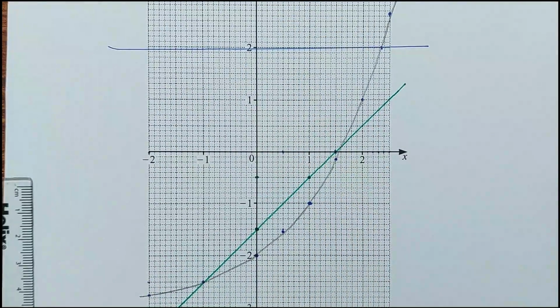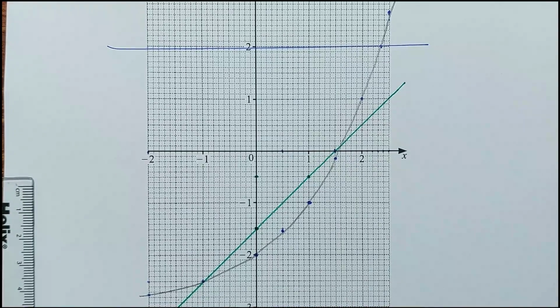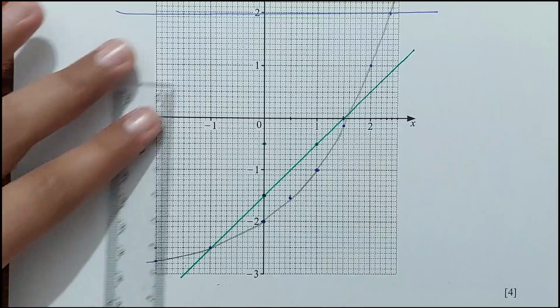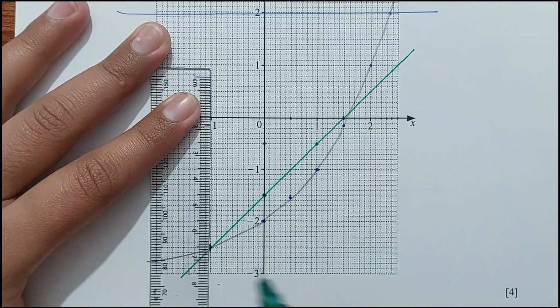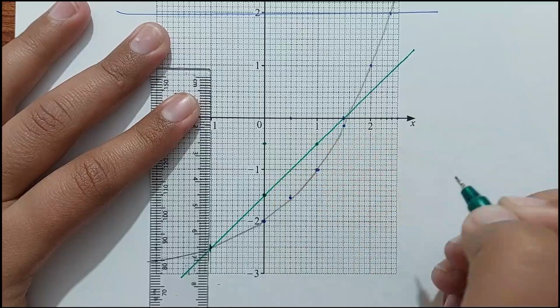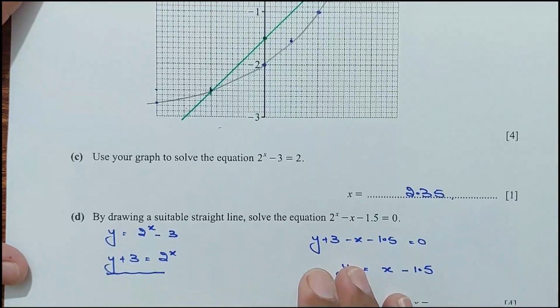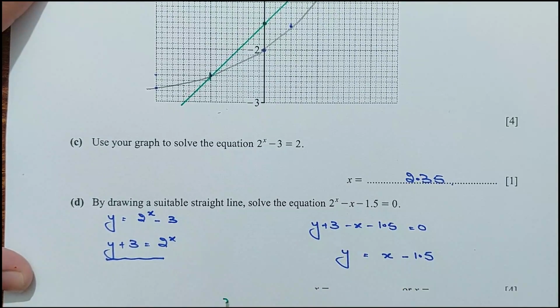We have to find the solution, at what two points the graph intersects. It intersects at x equals minus 1, this point, and at x equals 1.55, we can say. The two solutions are x equals minus 1 and x equals 1.55.